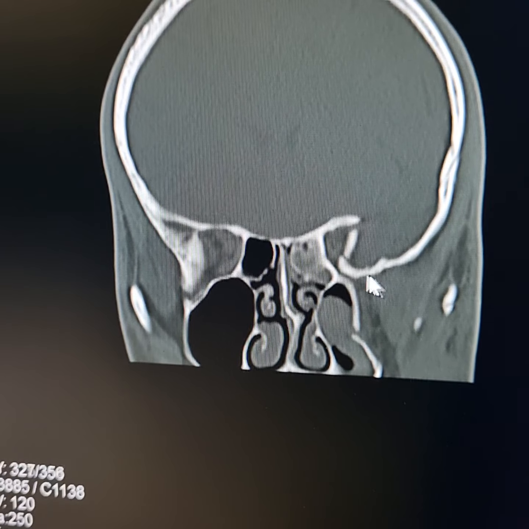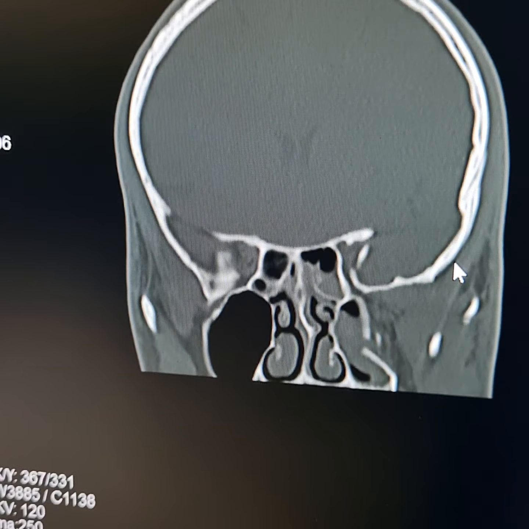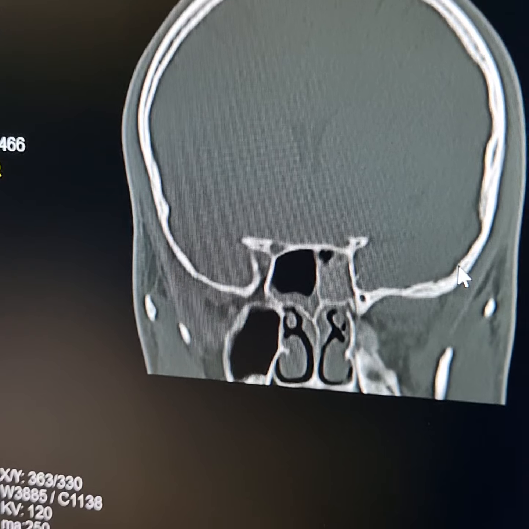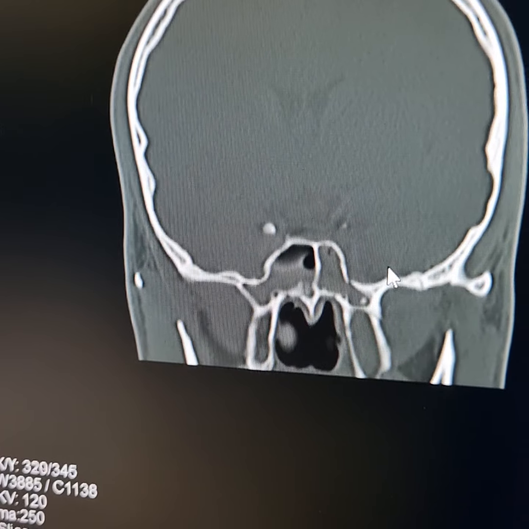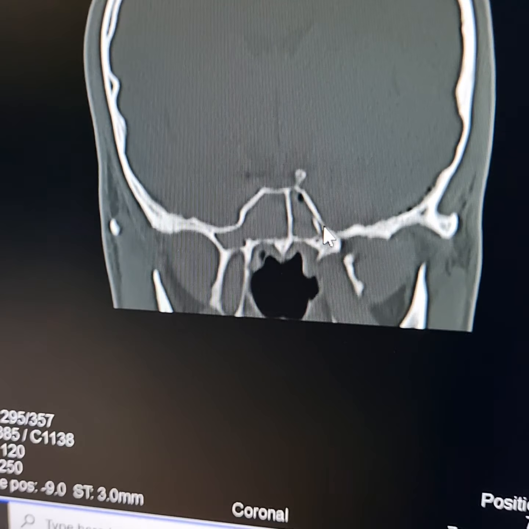Now as I scroll back, this was the fracture line which I was suggesting has involved the lesser wing of the sphenoid, the orbital apex and the lateral wall of the optic canal. Now this is the fracture line here which has involved the lateral wall of the left sphenoidal sinus.